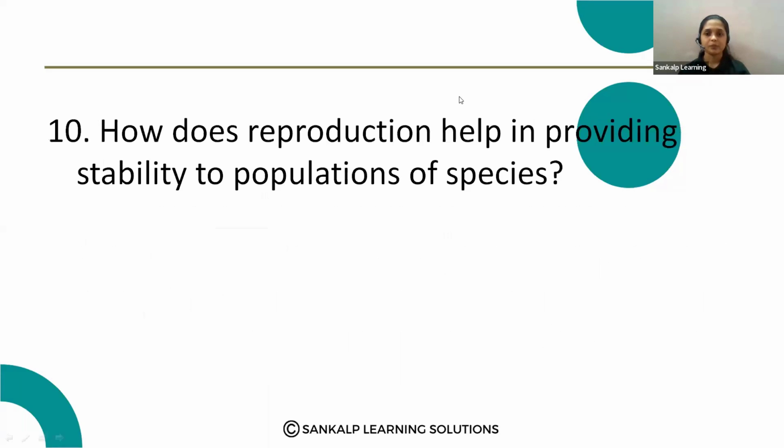Next question. How does reproduction help in providing stability to populations of species? I repeat the question, how does reproduction help in providing stability to populations of species?